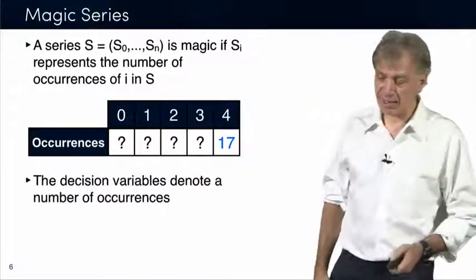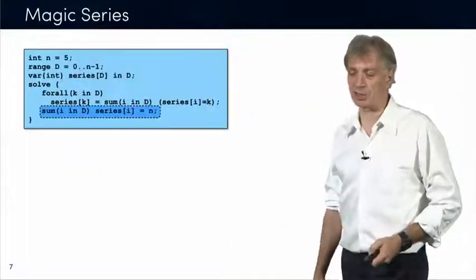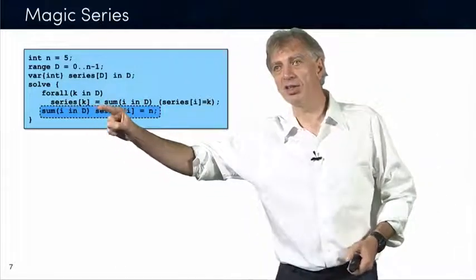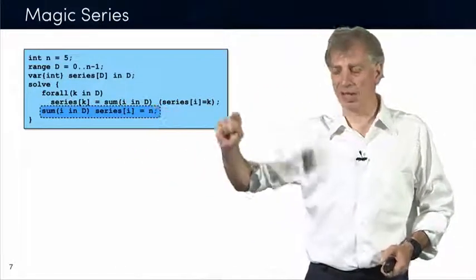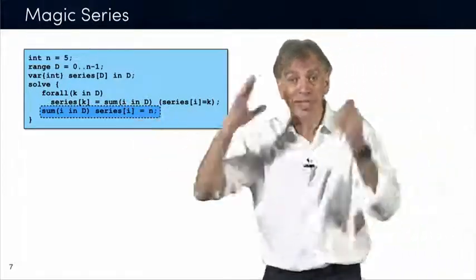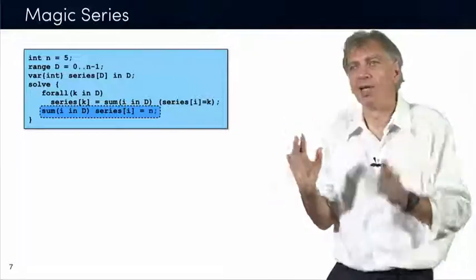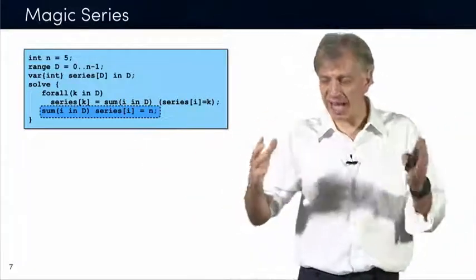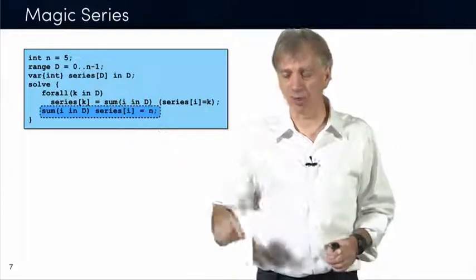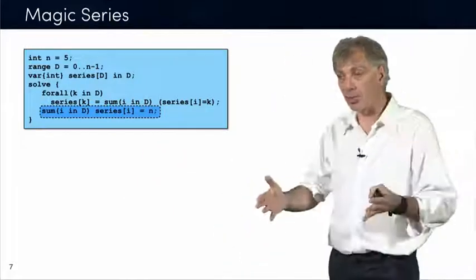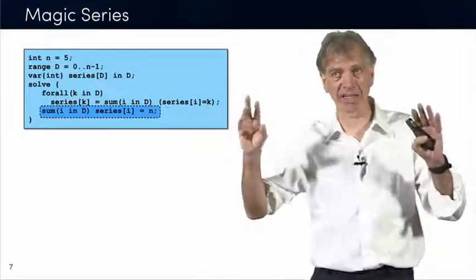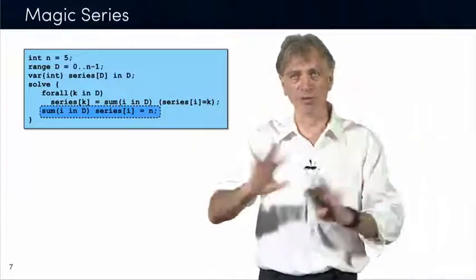So I can have this beautiful constraint which says that the sum of all the elements in the series has to be equal to the length of the series, which is n. This constraint has to be true. It must be true. There is no other way. The number of occurrences is n. And since these decision variables are denoting the number of occurrences, the sum of them cannot be more than n. So this is a constraint which is redundant from a semantic standpoint. It will never remove any solution.